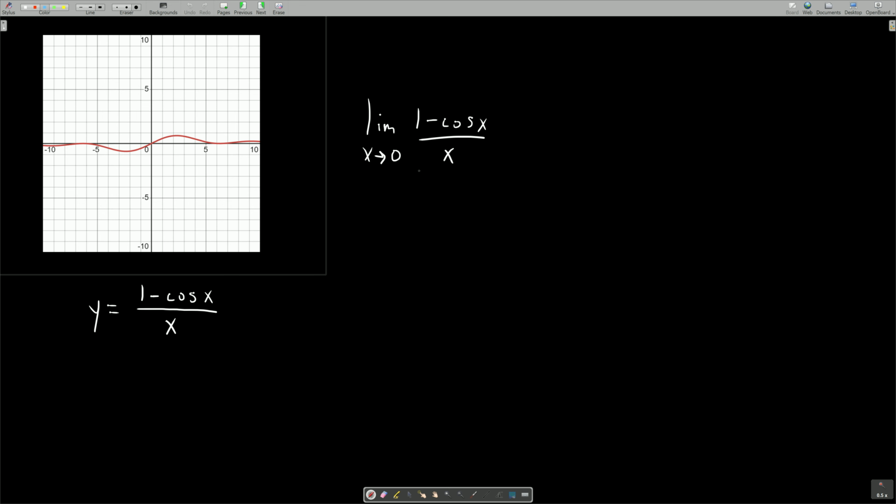This other one is 1 minus cosine x over x, as x approaches 0. You can see the value there is 0. That's another one you'll need to memorize, along with the sine x one. The one with the cosine x is equal to 0, and the one with the sine x is equal to 1. Very important to memorize.